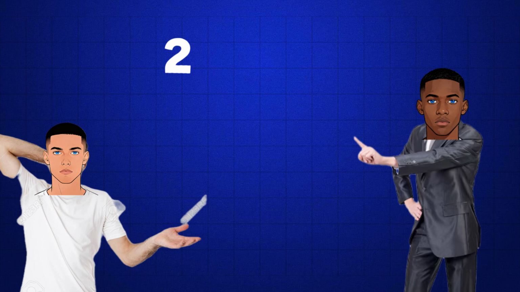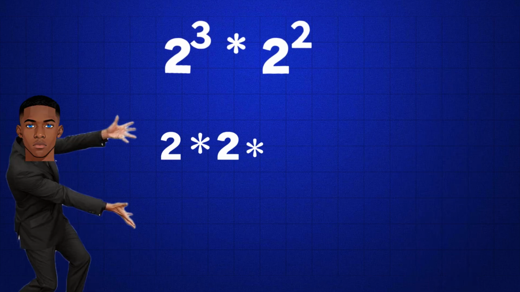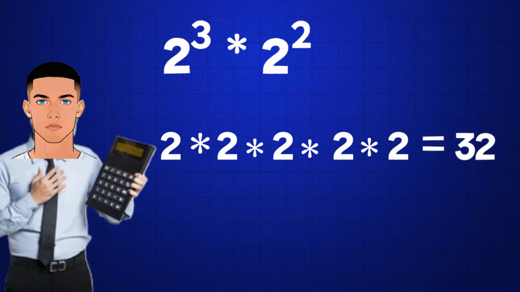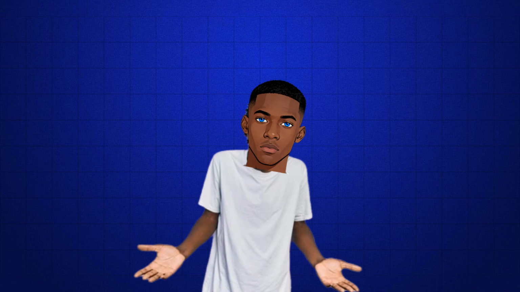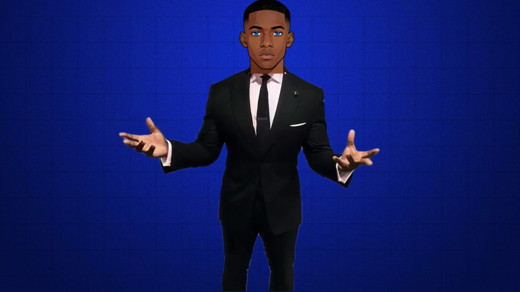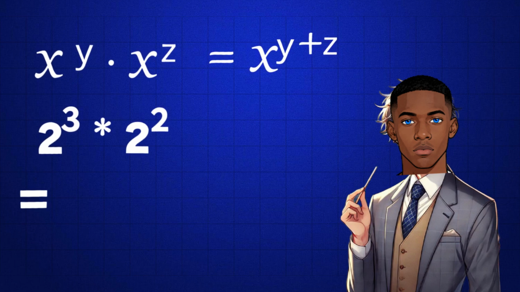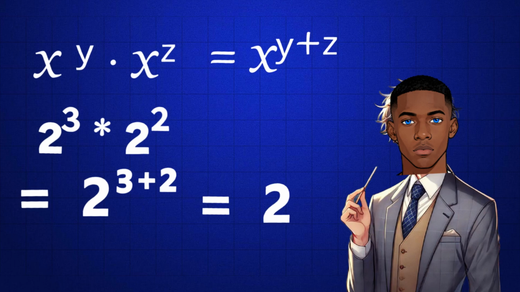Let's go. Hey you! Yeah, solve 2 to the power of 3 times 2 to the power of 2. Okay, everything here is 2 times 2 times 2 times 2 times 2. And if I check with my calculator, that is 32. Okay. Yeah, that's correct. But we don't want to expand every time. So here's the rule. Add the exponents with the same base. Therefore, 2 to the power of 3 times 2 to the power of 2 becomes 2 to the power of 3 plus 2, which is 2 to the power of 5.